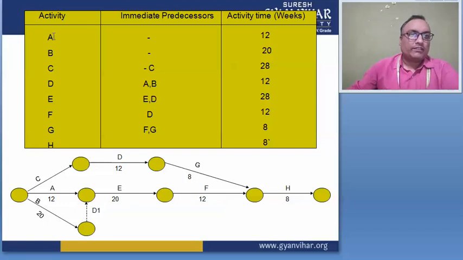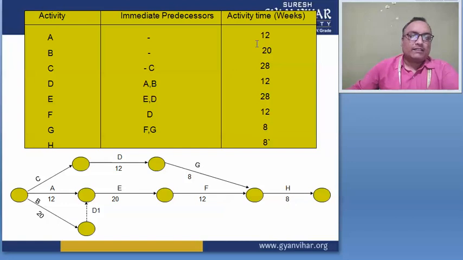So these are activities A, B, C, D, E, F, G, H, and the immediate predecessors. C, this is the immediate. AB, this is the immediate also. ED, ED for E is here, and this is for F. D is the immediate, right? And this is G for FG, immediate, and then H also.